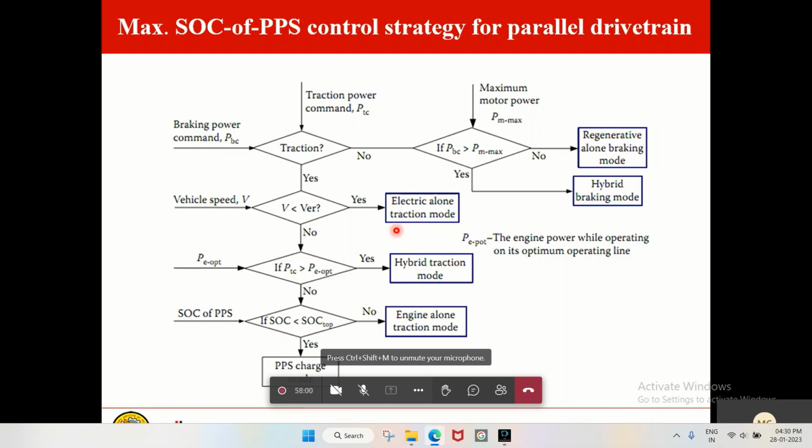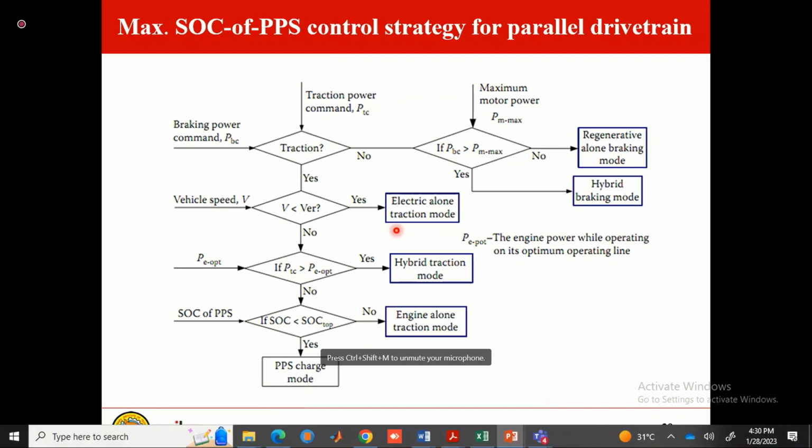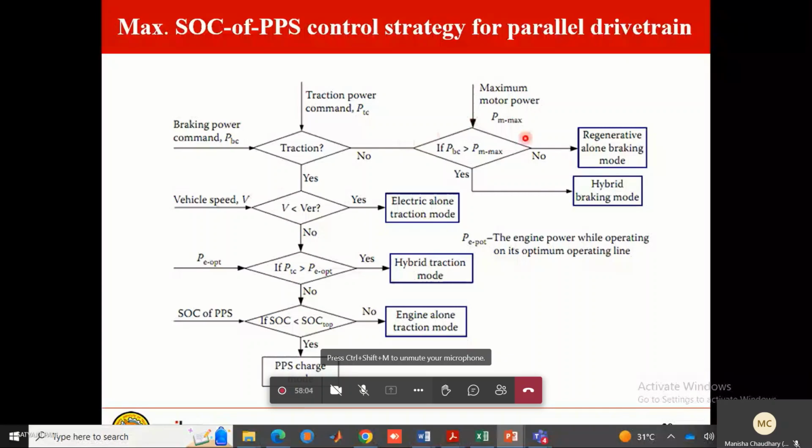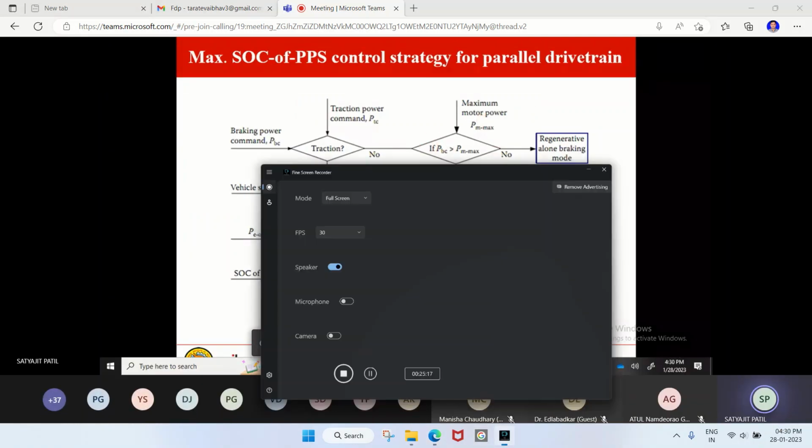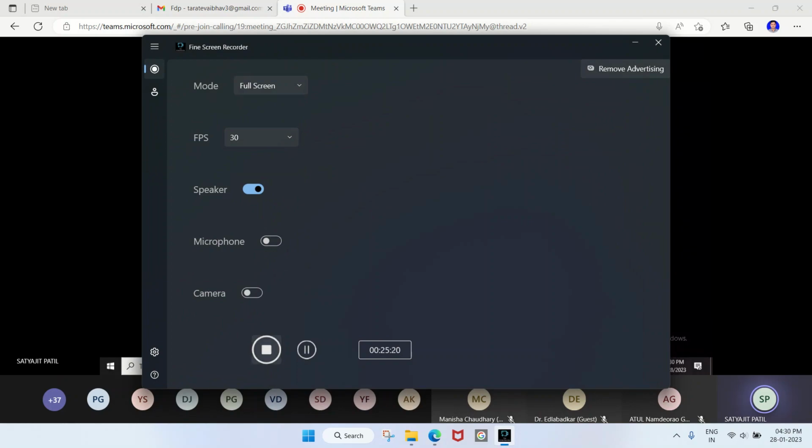So I hope that it makes sense to you. I think I'm reaching out to you, and you are getting the idea of the control strategy part of it, right? Okay.